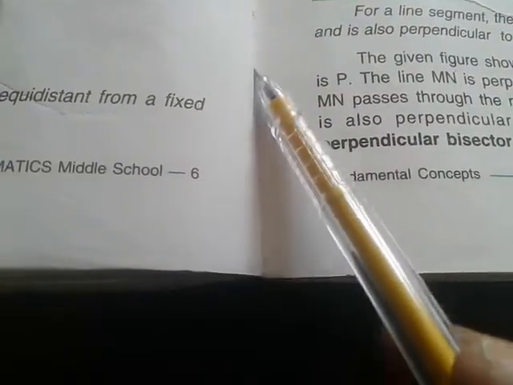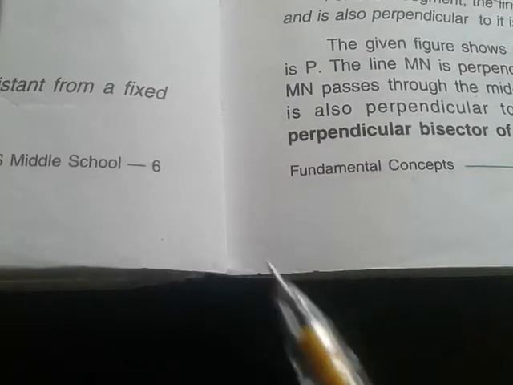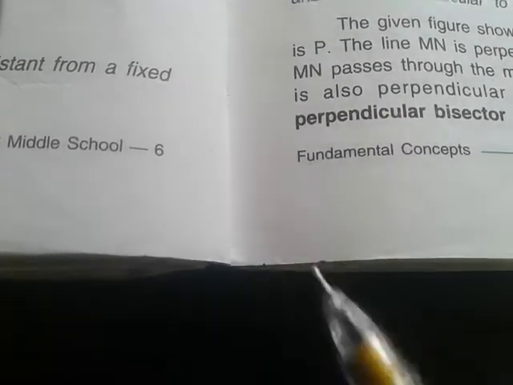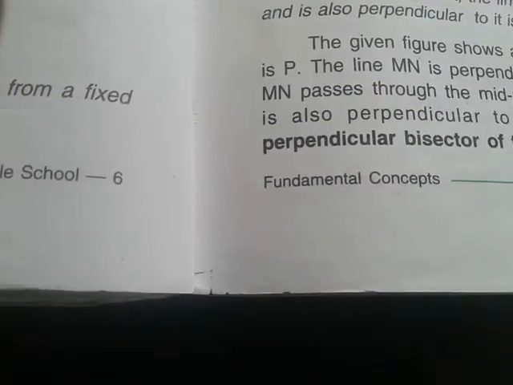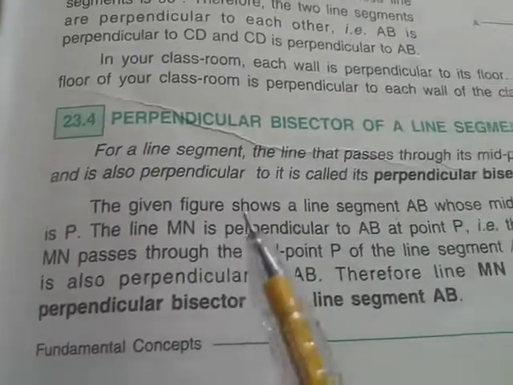So if you can see, children, this is 90 degrees. Can you see this? This is an example of 90 degrees. That is a right angle.